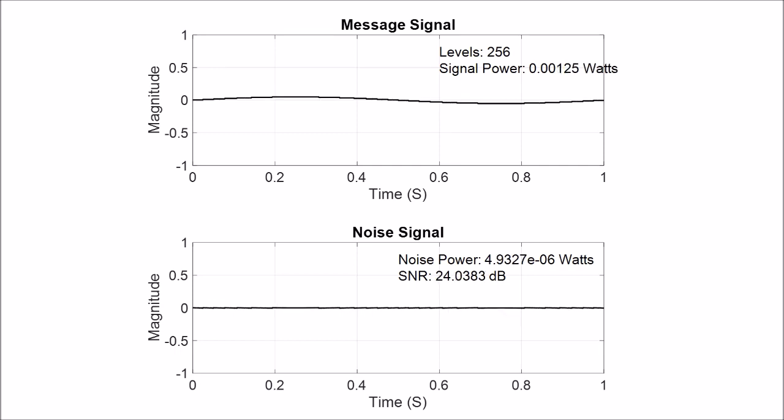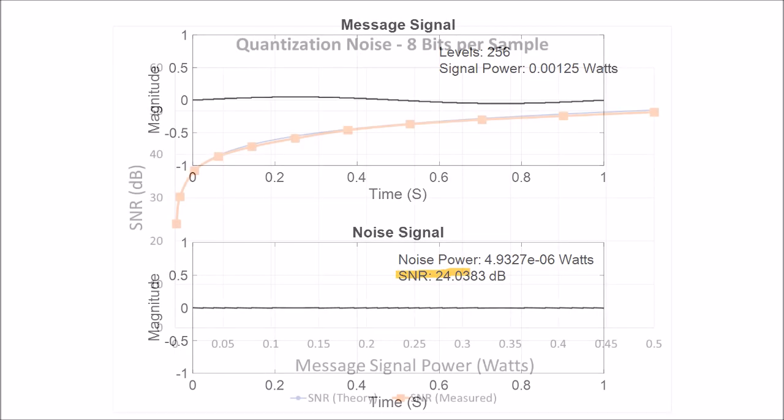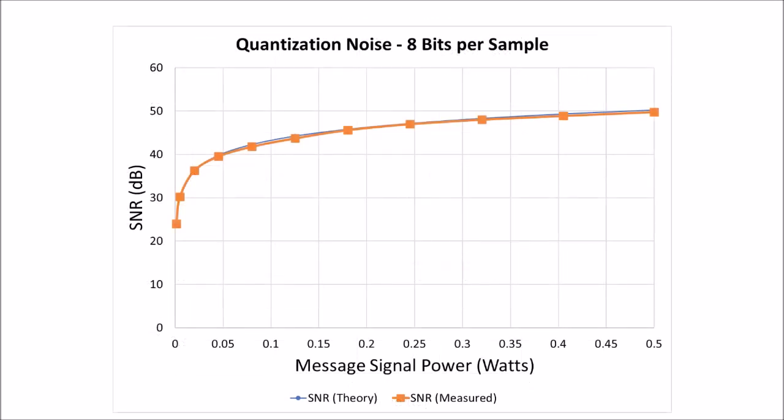And one more time, even smaller, this is an amplitude of 0.05. Signal power 0.00125. Signal to noise ratio 24 decibels. Again, collecting the information on the previous slides and showing them on a single graph, I've got the message power in watts across the bottom from when the amplitude was 0.05 volts. The power is very small, and the maximum when the amplitude is 1 volt, power is 0.5 watts. On the vertical axis is the signal to noise ratio in decibels.